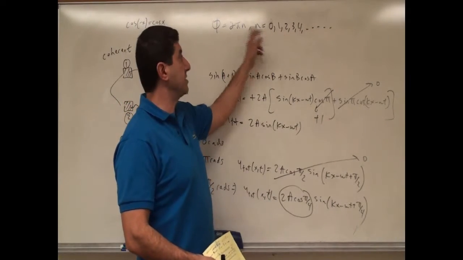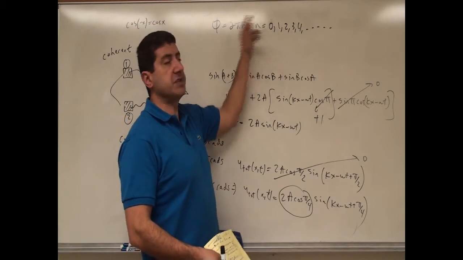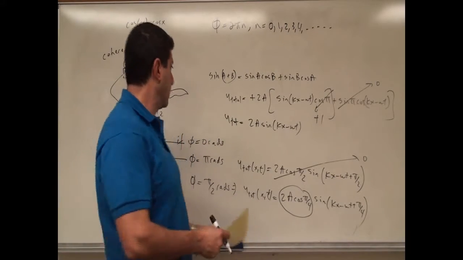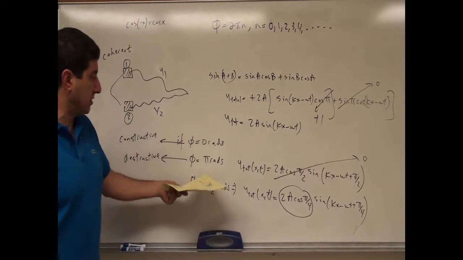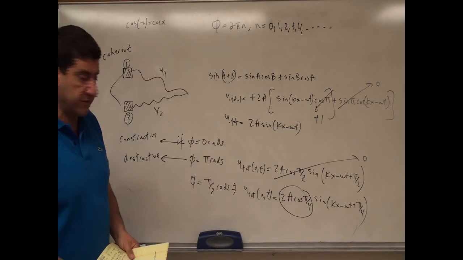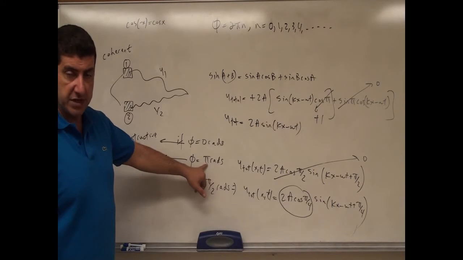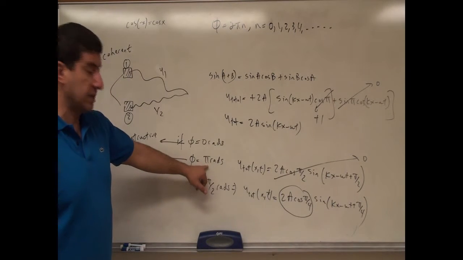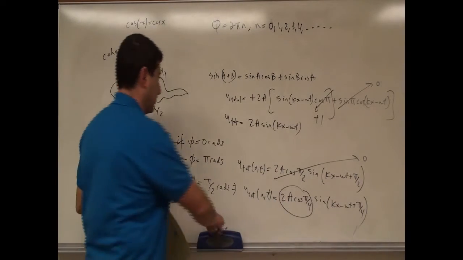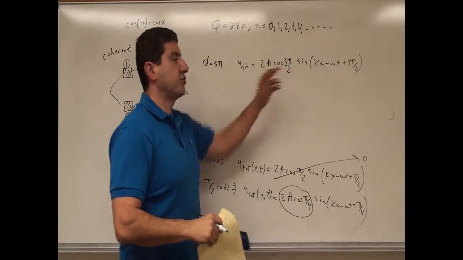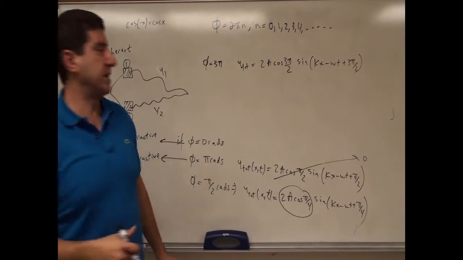1 means 2 pi radians, 2 means 4 pi radians, 3 means 6 pi radians, and so on and so forth, right? So now what's the next one that's going to cause destructive interference? We saw pi radians gave us destructive interference, right? How about 3 pi radians? Sine 3 pi over 2 is 0. Immediately we know that that's 0.